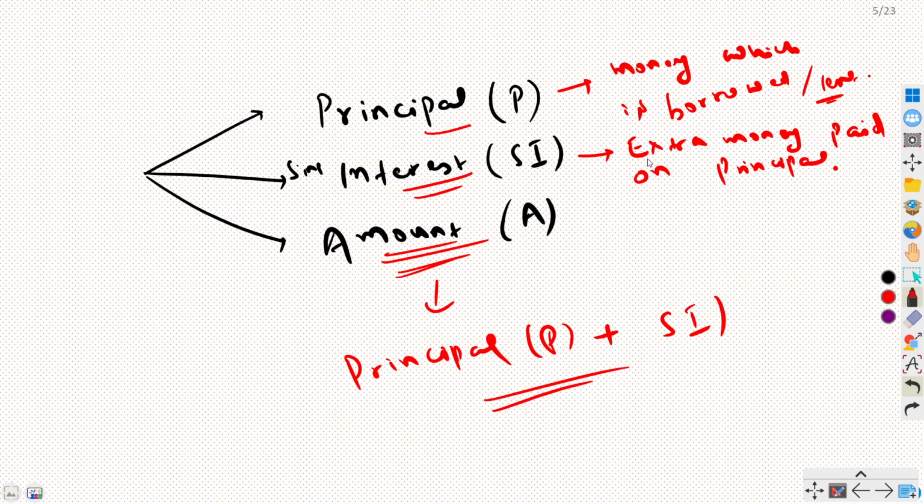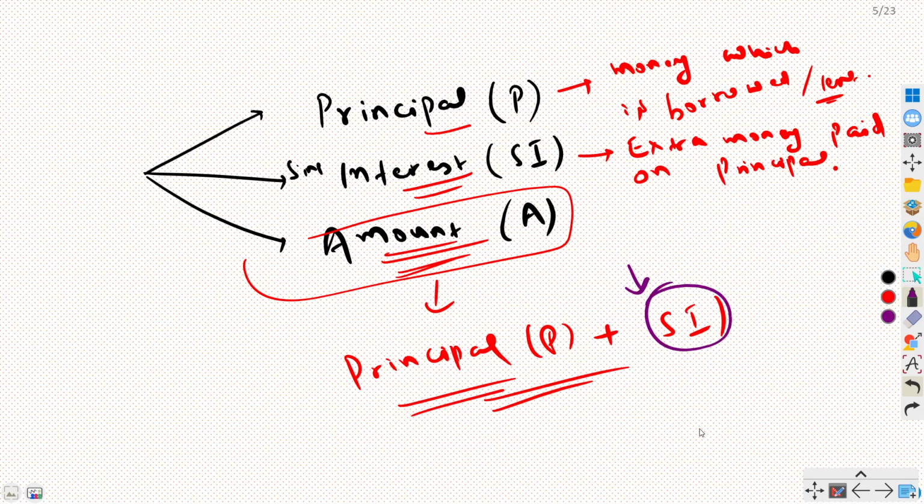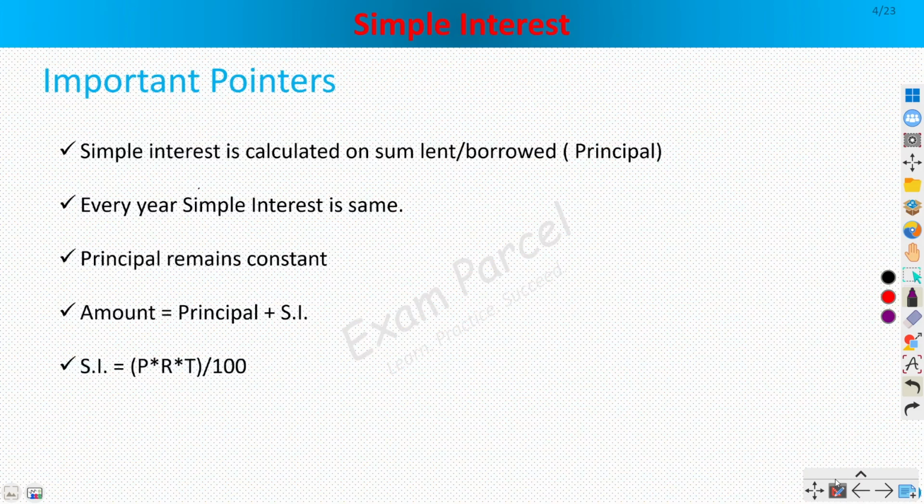So let's say you have borrowed some money from the bank for 2 years. So after 2 years, the money that you will be returning to the bank, that will be known as amount. And in that money, principal will be also there, but some extra money will be also there, which is known as interest. So I hope these terminologies are clear. Now let us discuss the few pointers. Okay, let me go back. So these are some few pointers here.